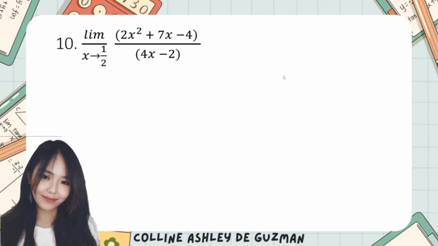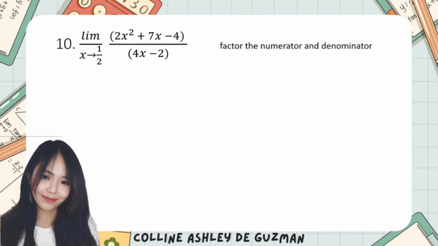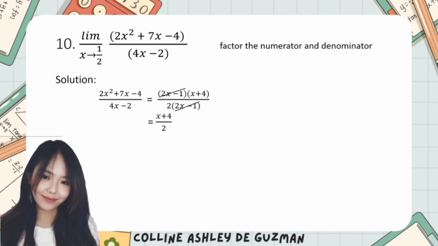For problem number 10, we have the limit of 2x squared plus 7x minus 4 over 4x minus 2 as x approaches to 1/2. So again, factor lang ulit natin yung numerator and denominator. So, pag finactor mo na sila, magiging answer niya is (2x minus 1) multiplied by (x plus 4) over 2 multiplied by (2x minus 1). Again, cancel lang ulit natin yung magkaparehas na terms. Then, ang magiging answer is x plus 4 over 2. Then, lagay lang natin yung value ng x which is yung 1/2.